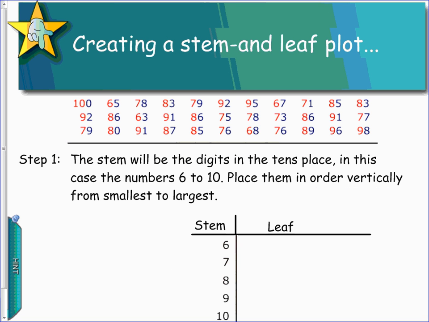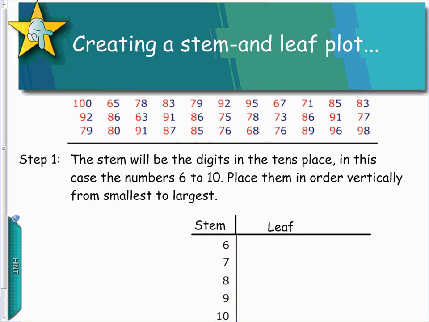Creating a stem and leaf plot. Step 1. So this is in your notes. You should make sure that you are indicating the different steps for the stem and leaf plot, just like we did the line plot. Step 1 is where you list the digits in the tens place. In this case, the numbers are 6 through 10.